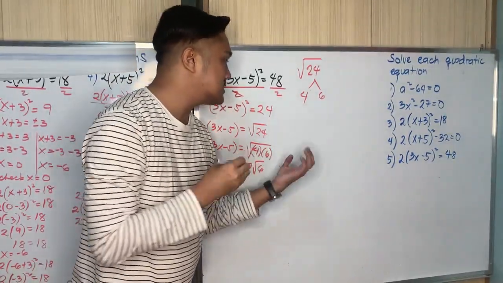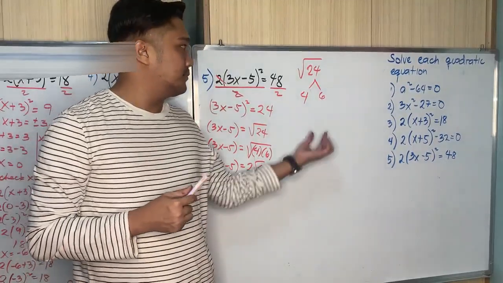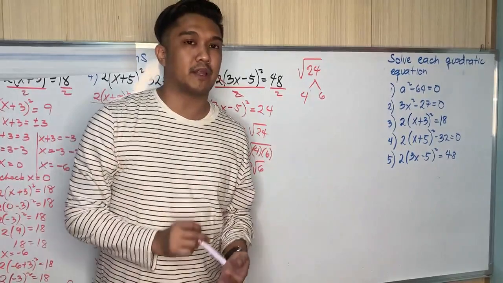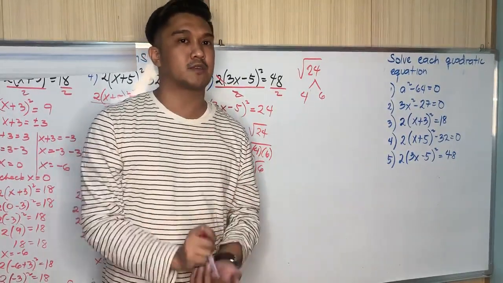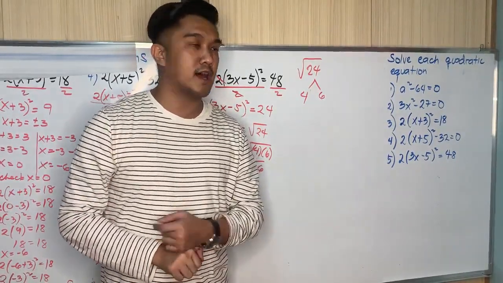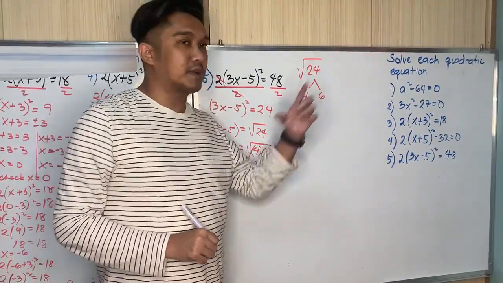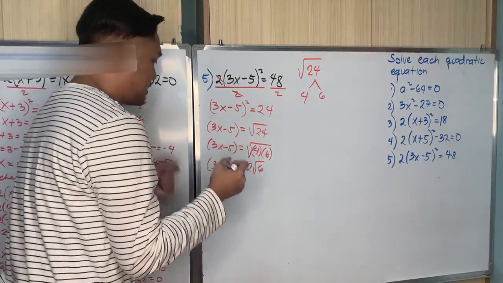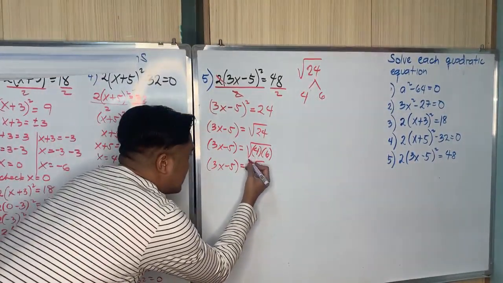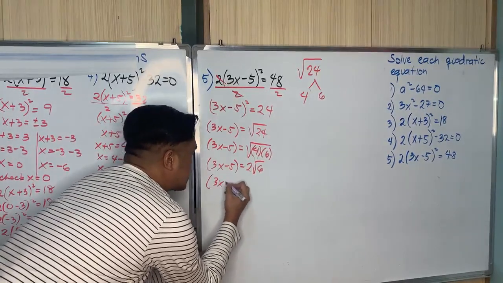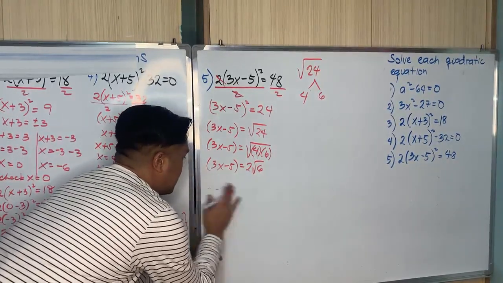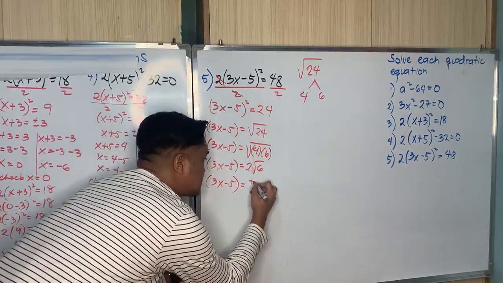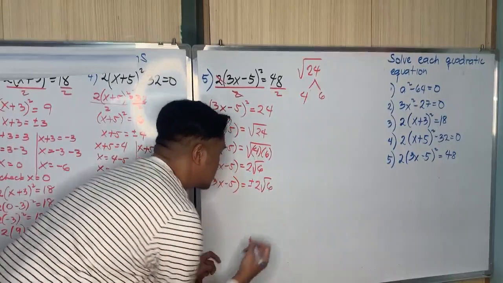Okay, para mas madali sa inyo yung pag-simplify ng ganitong number, merong ibang video na pwede niyo panoorin para ma-recall kayo sa pagkuha ng square root ng numbers na hindi perfect square. Okay? So, continue. So, this will become 3x minus 5 is equal to positive negative 2 square root of 6.